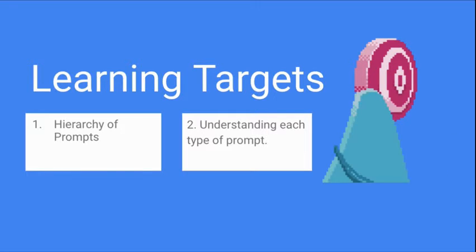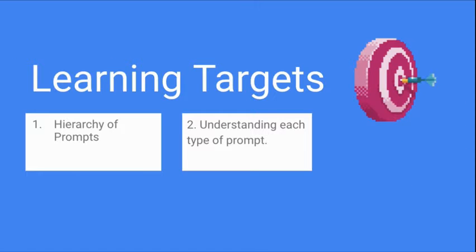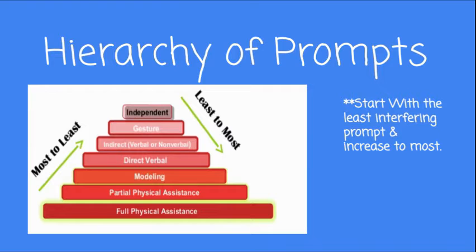What we're going to be learning today is about the hierarchy of prompts, and we're going to go through each prompt one by one for understanding. Here's what the hierarchy looks like. So independence, the student is completely on their own. Gestural, indirect, verbal, and nonverbal. Direct, modeling, partial physical assistance, and full physical assistance. And we always go from least to most.